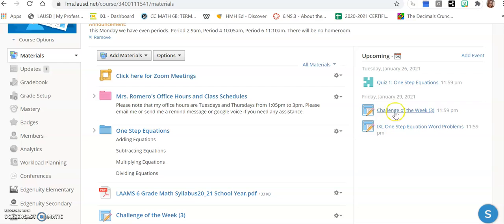Then, of course, you have your challenge of the week. Remember, every time you see a number in parentheses, that's whatever week we are in. So make sure you show all your work. That way you can get your full points because it does lock every Friday. Then you have your IXL, and that one is one-step equations, but word problems.